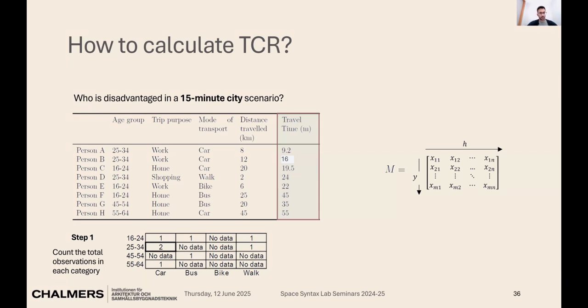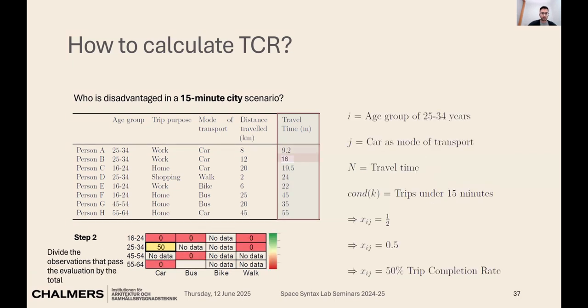So just to give you a demonstration of how you actually calculate trip completion rate, here we're looking at a table where you have different individuals along the different rows. You have the demographic characteristics, for example, which age group they belong to, what was the trip purpose that they were heading out for, what mode of transport they took, and what was their travel time. Now, if we start grouping this into a matrix, we count that at least for the age group of 25 to 34, the first two entries, person A and B, had a travel time of 9 minutes and 16 minutes. So there's two counts of records there, and only one of them was able to travel in under 15 minutes. So the trip completion rate for 15 minutes here is 50%. So that's roughly how trip completion rate works.